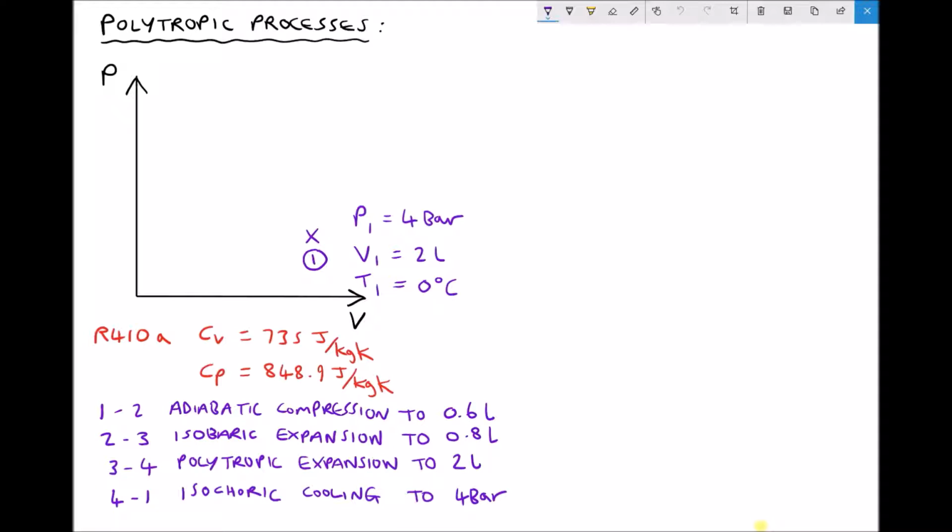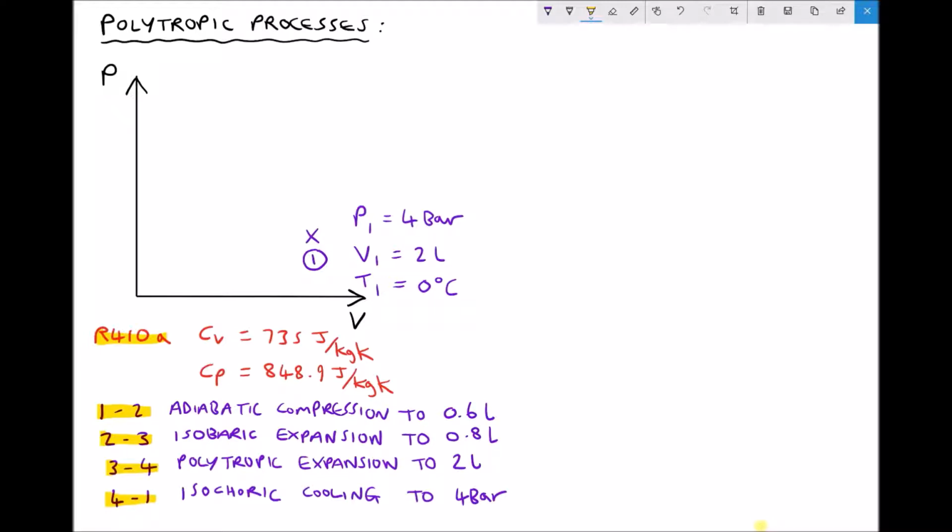So in this particular tutorial, we're going to be evaluating the refrigerant R410A. And we're going to go through a cycle. Now each of the steps in the cycle are outlined in the bottom left hand corner. The first step in the cycle is going to be adiabatic compression, and we'll talk about what we mean by adiabatic compression in a moment. We're then going to have isobaric expansion, followed by polytropic expansion, and finally we're going to have isochoric cooling.